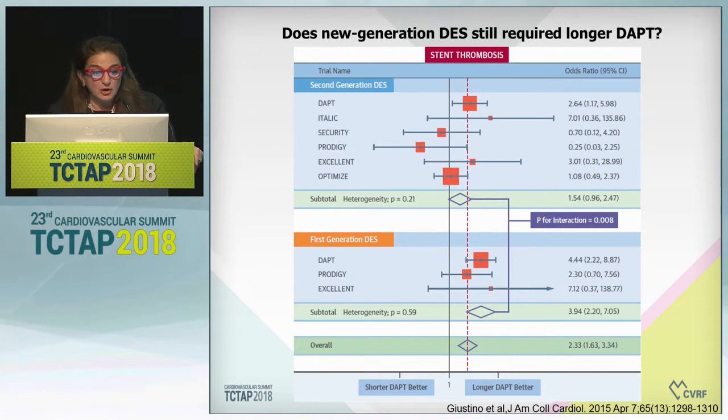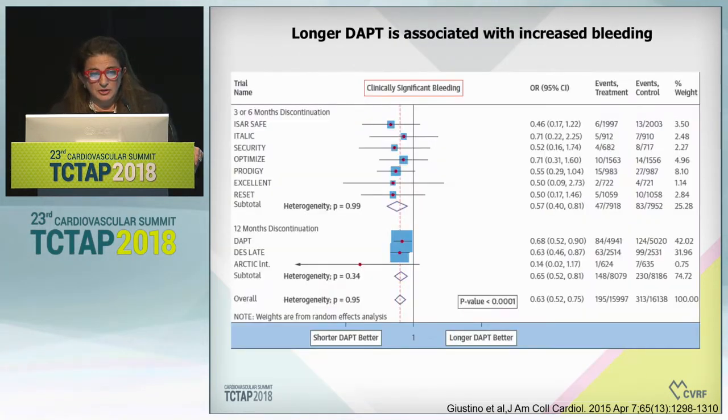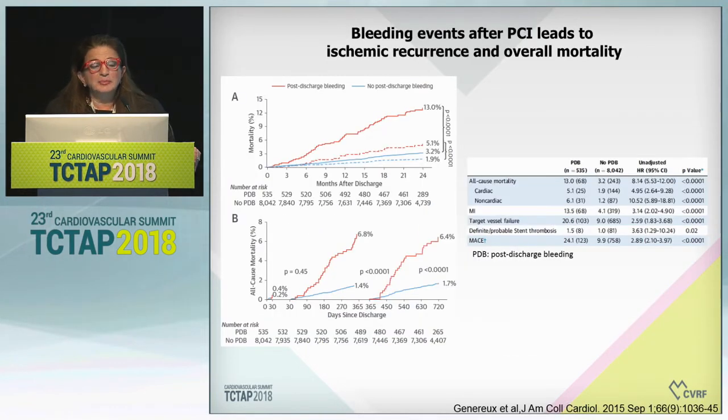And certainly we saw from the meta-analysis that we performed that there was a P interaction for the second generation, next generation DES, such that prolonging dual antiplatelet therapy had less of an effect on those patients. Because if you prolong dual antiplatelet therapy, you will expose patients to that bleeding load. And the bleeding events are very important, and they do lead to worsening outcomes.